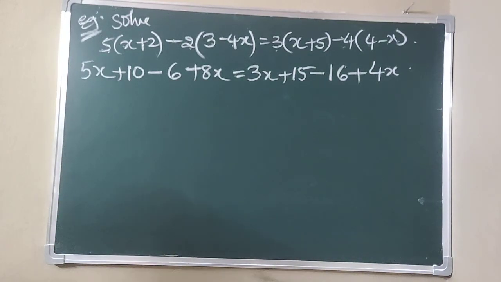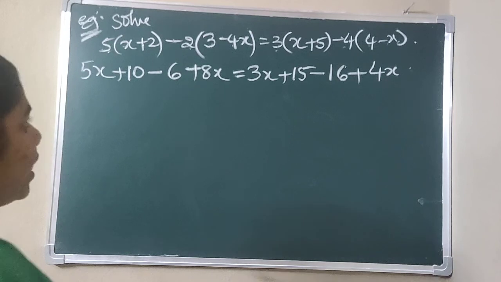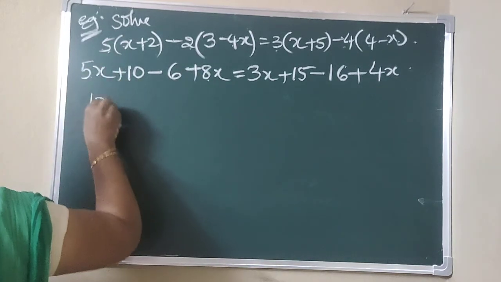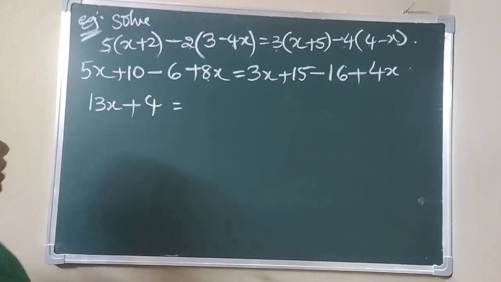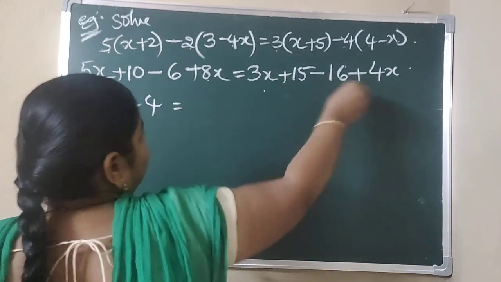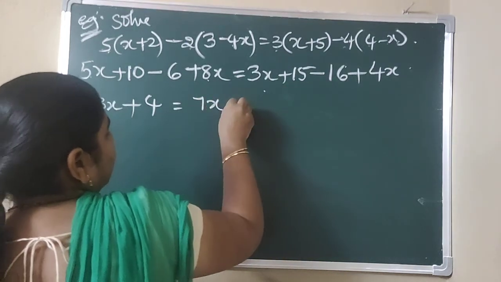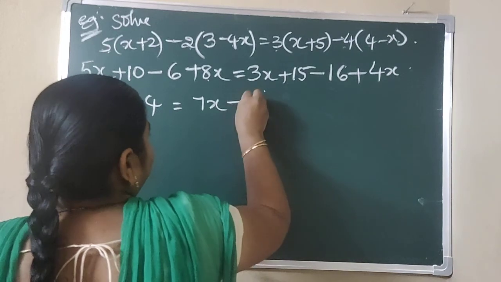So first you solve the LHS part. 8x plus 5x will be 13x, plus 10 minus 6 will be 4. So you got 13x plus 4. Now that side you will solve. That is 3x plus 4x will be 7x, and 15 minus 16 will be minus 1.